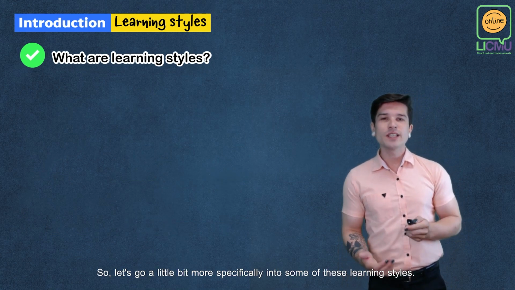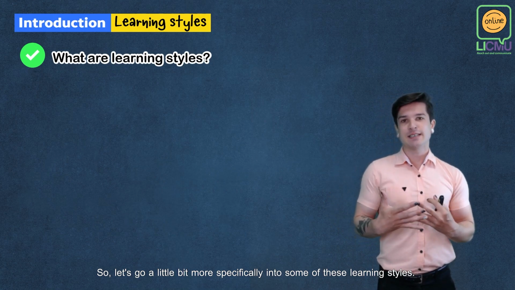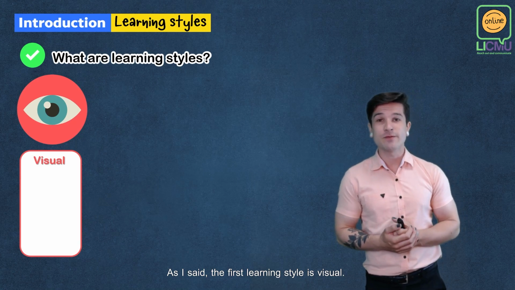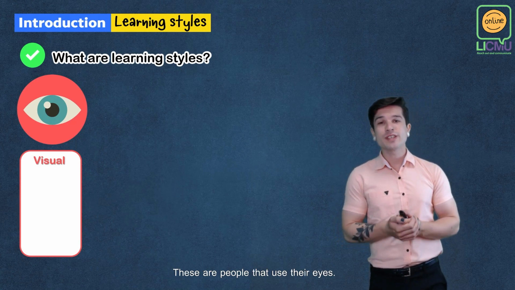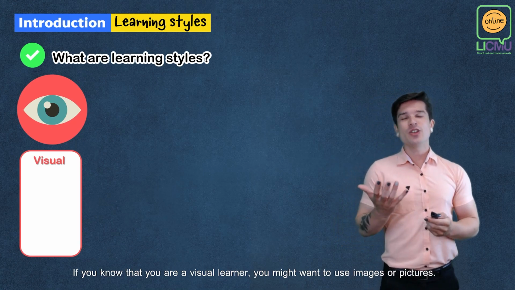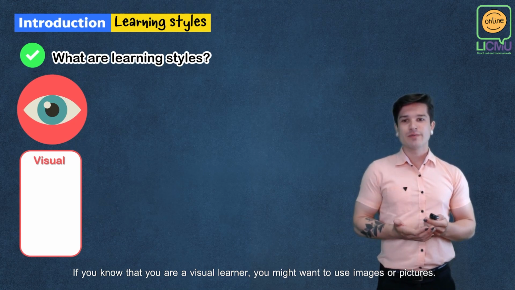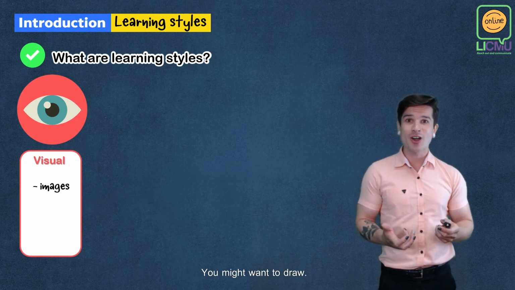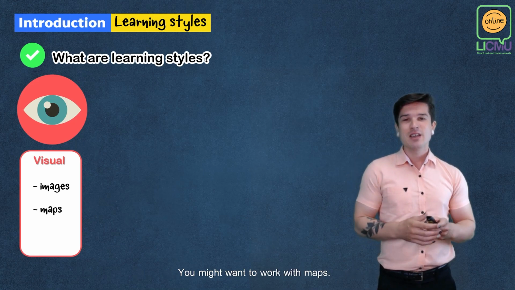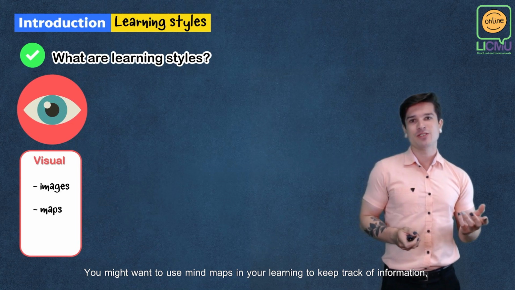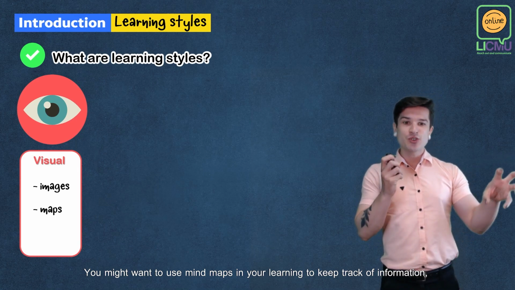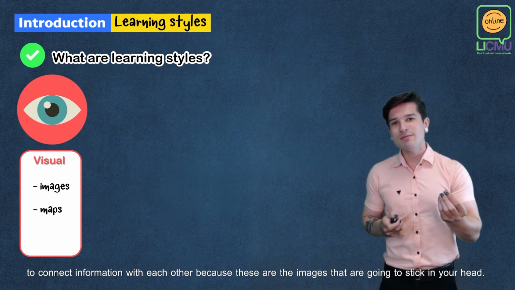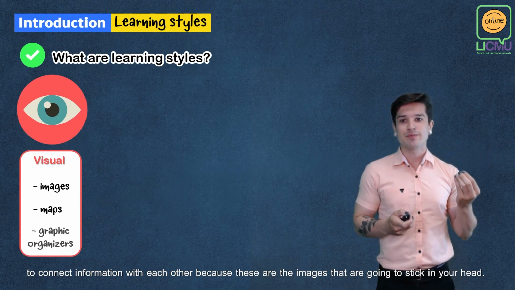So let's go a little bit more specifically into some of these learning styles. So as I said, the first learning style is visual. These are people that use their eyes. If you know that you are a visual learner, you might want to use images or pictures. You might want to draw. You might want to work with maps. You might want to use mind maps in your learning to keep track of information, to connect information with each other, because these are the images that are going to stick in your head.